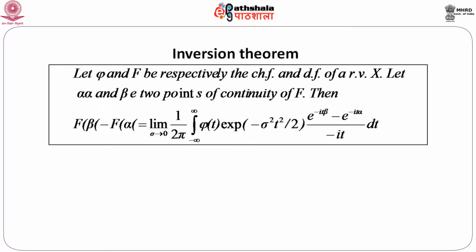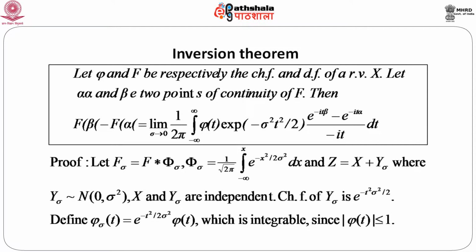So, this actually states that there is a way through which we can get a distribution function, that means we can get the expression of capital F from the characteristic function phi t. So, let us discuss the proof of this theorem, at least the outline of the proof.